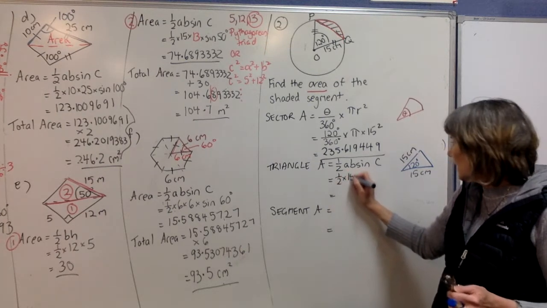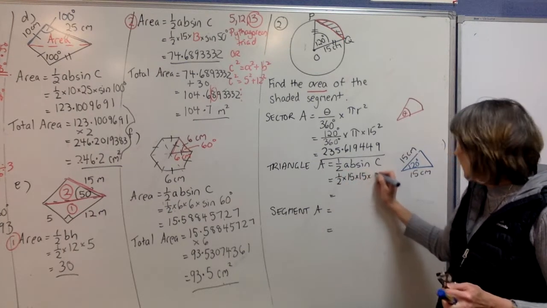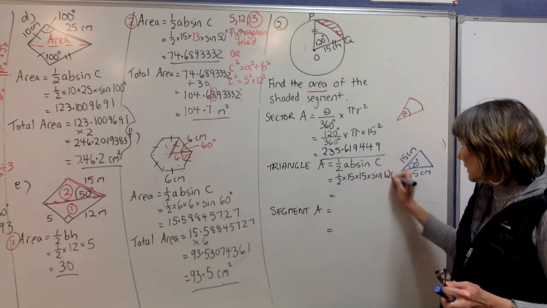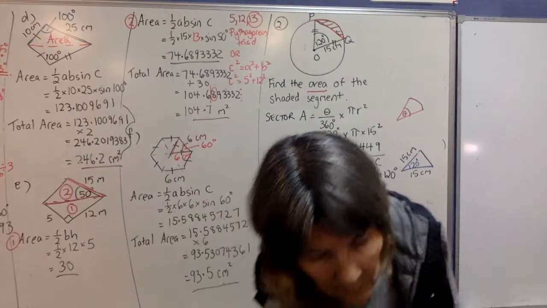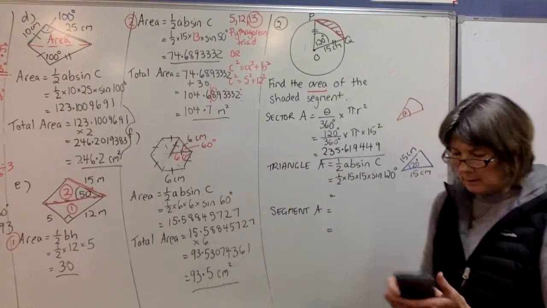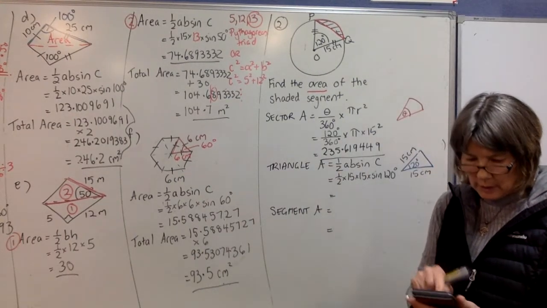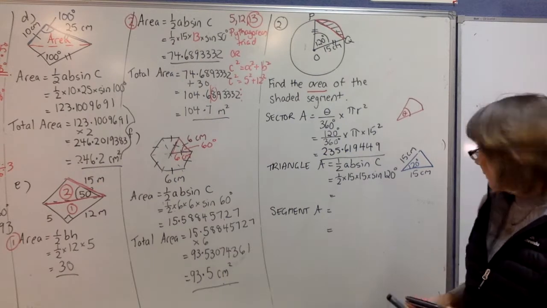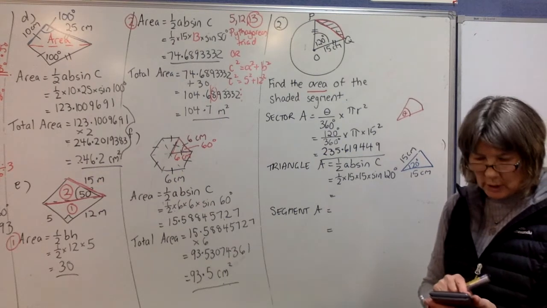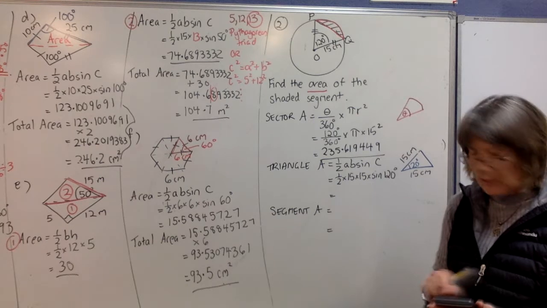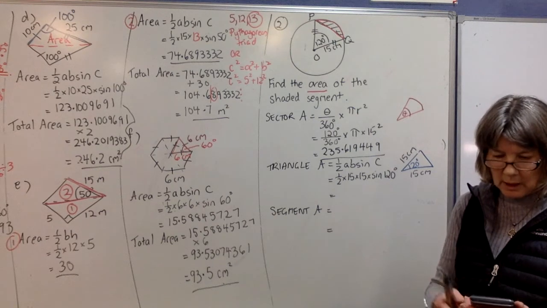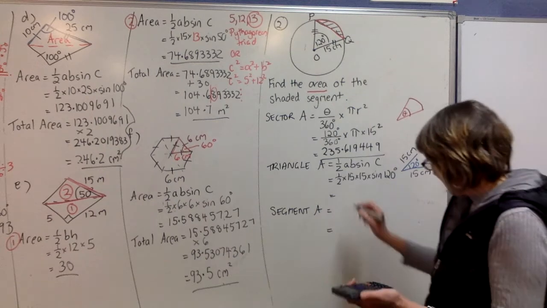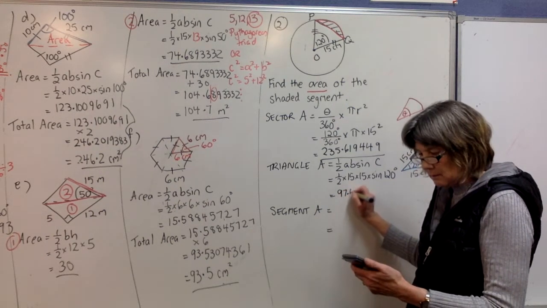So it's a straight out subbing in of your formula here. Half times 15 times 15 times sine 120 degrees. So you can go straight to your calculator for that part. So we're typing in the calculator: fraction key, 1 over 2, right arrow out of your fraction, times 15 times 15 times sine 120, close the bracket, equals, and it gives you this.